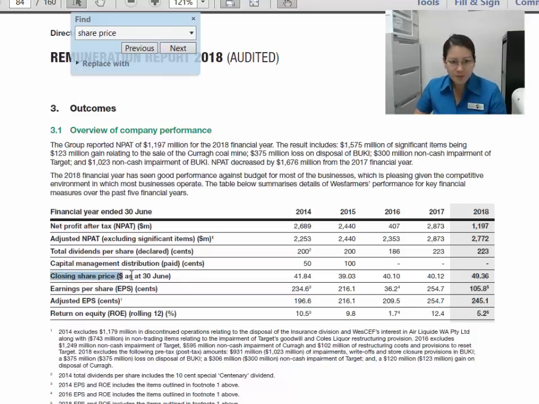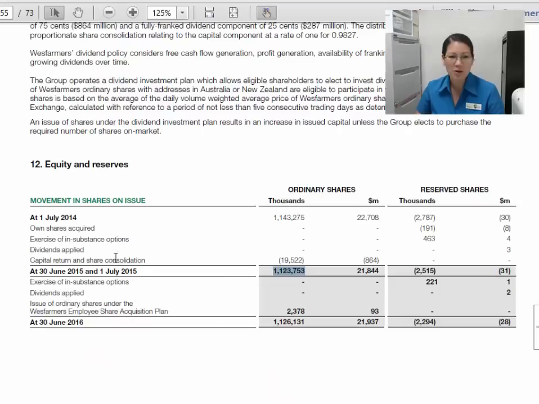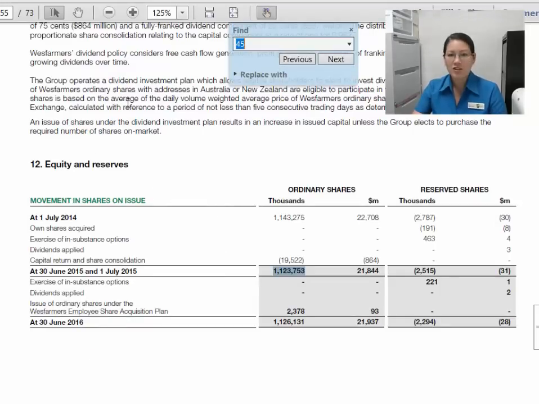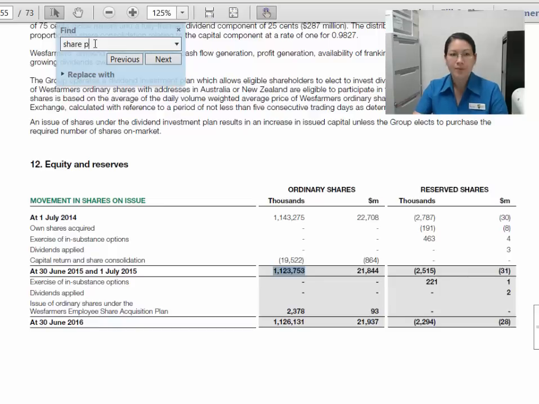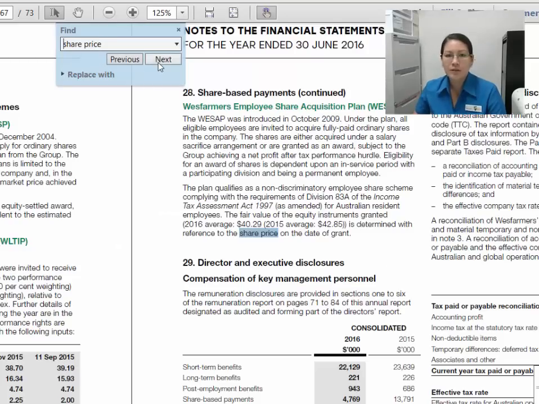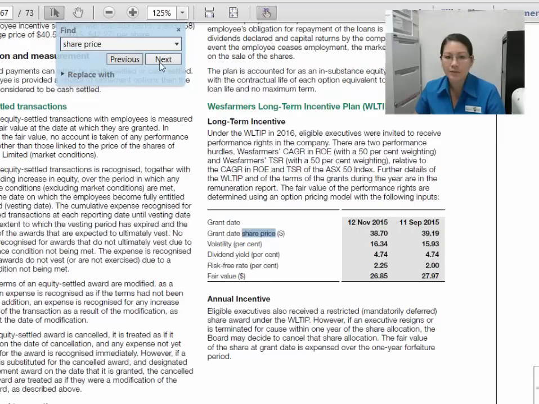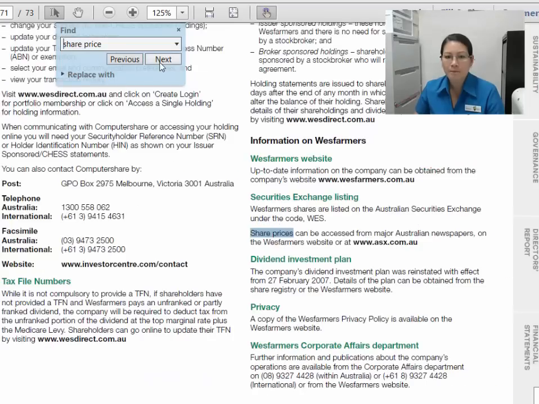So closing share price as at 30th of June, it's given that to me literally for the last 5 years. So how good is that? I don't even have to go back to my 2016 report. I can if I want to and just check it. Let's go and have a look and see. Yeah, see here, it actually tells me that we can access the share prices from the stock exchange itself. So your company might be the same.